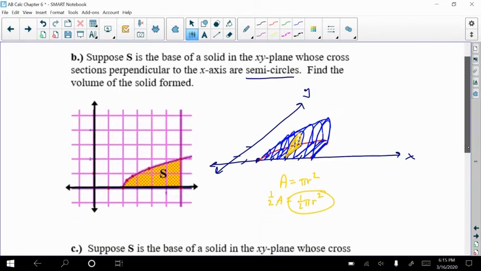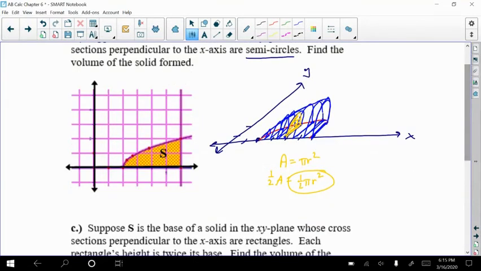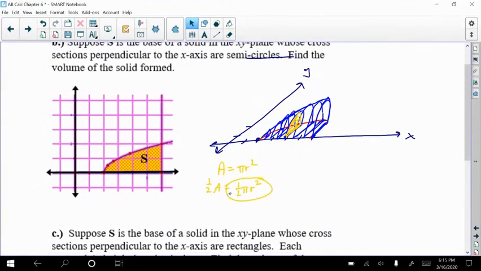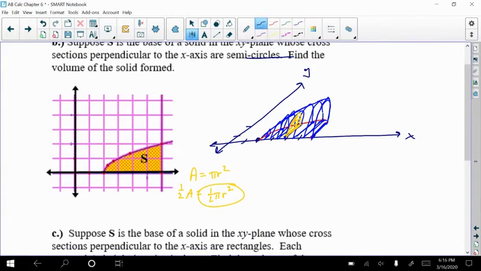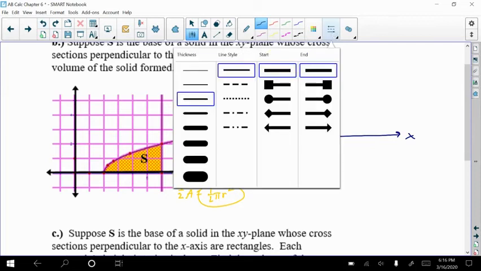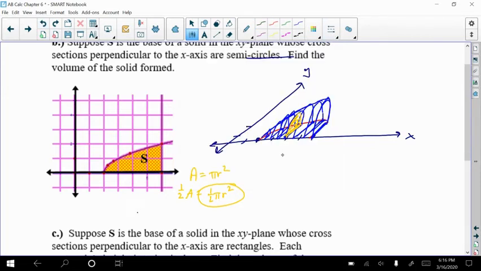So I'm going to come down here, and I guess I didn't really give myself that much space. So let me just lasso this here for a second. Okay. So I'm going to go ahead then and accumulate all of these semicircles, still starting at 2 and going to 6. There we go. So integral from 2 to 6 of these semicircles.